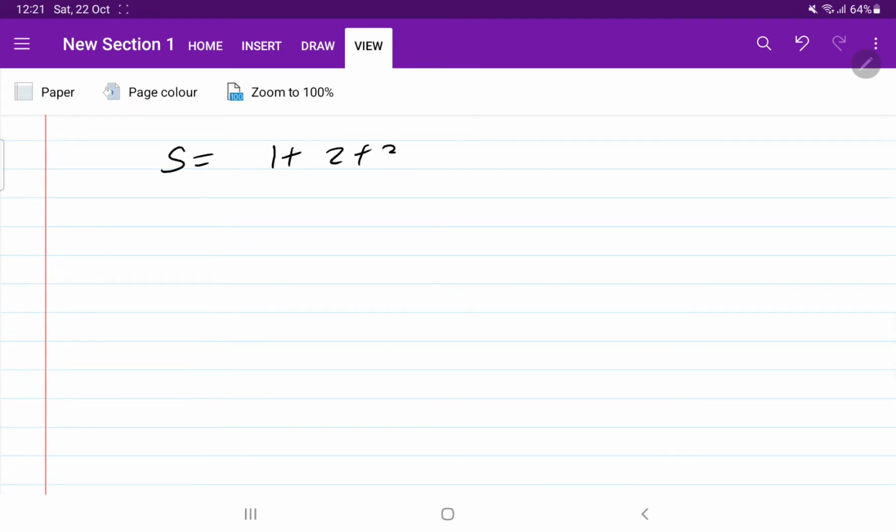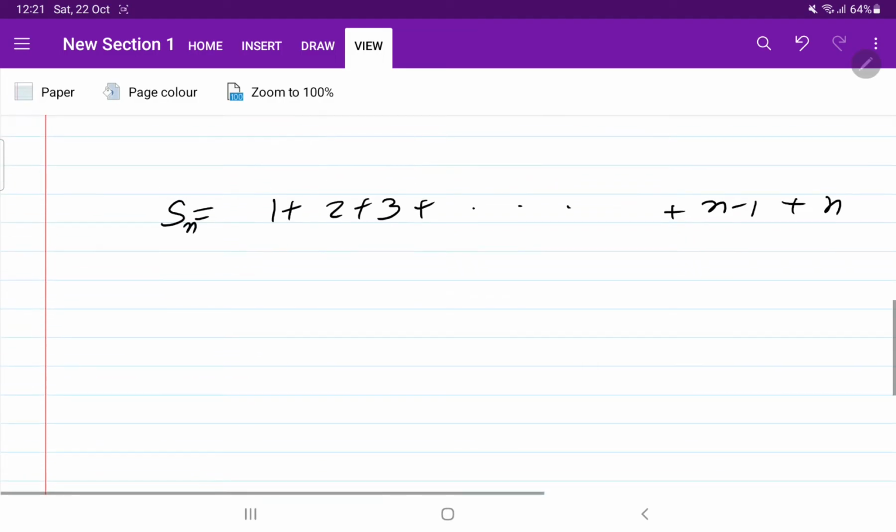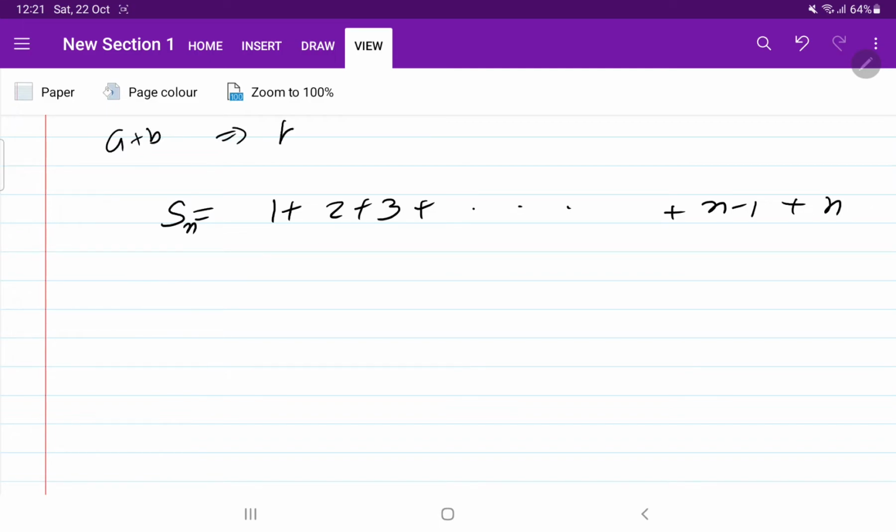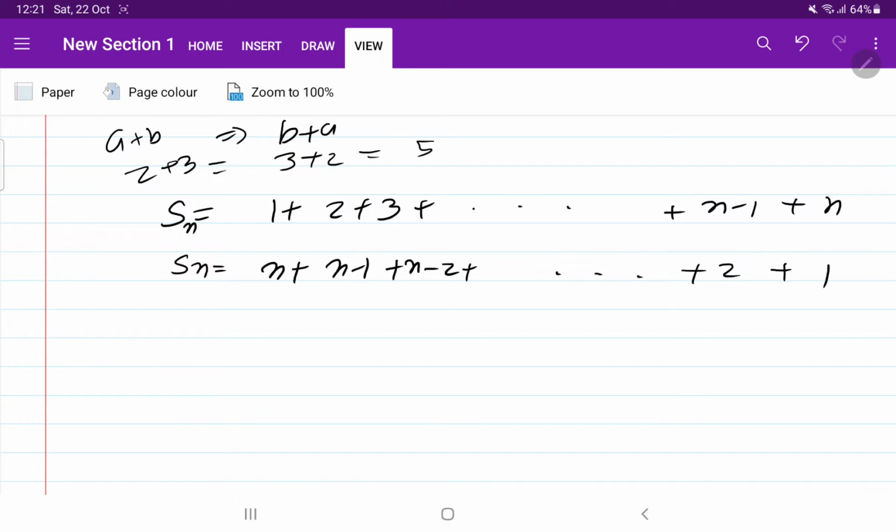So first of all, let us write like this: 1, 2, up to n minus 1 and the last term n. Suppose we are going to find the sum of n numbers. Okay, we know one property, the commutative property, that a plus b will be equal to b plus a, right? 2 plus 3 will be equal to 3 plus 2, all are 5. So what I have done, I have written the series in reverse order. So it will be n, n minus 1, n minus 2 and like this 2, 1.